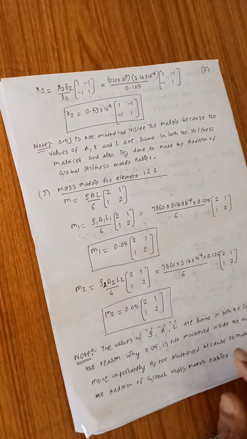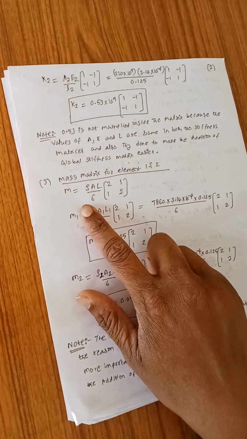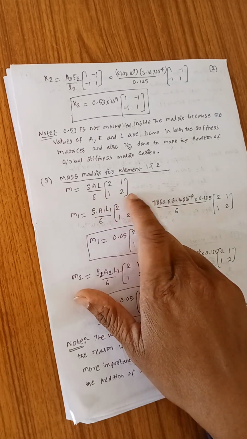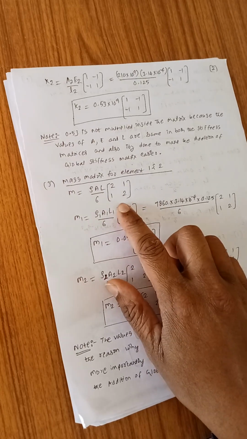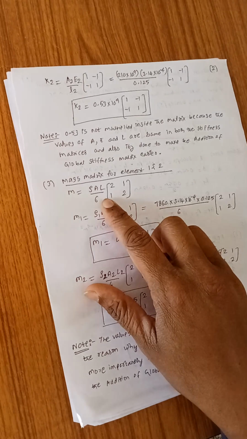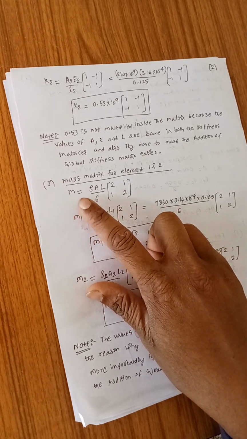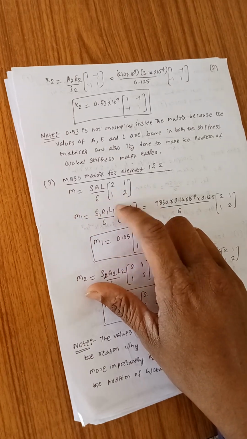The third step is nothing but the mass matrix for element 1 and 2. That is, the mass matrix is given by rho A L divided by 6 times the matrix 2 1 1 2. Even this is a formula for a bar. For a bar, this is going to be the formula. If it is a truss or a beam, the formula is going to change. But in the exams, mostly they ask bar problems. So this is the formula: M equal to rho into A into L divided by 6, 2 1 1 2.